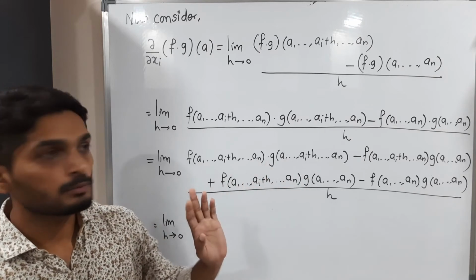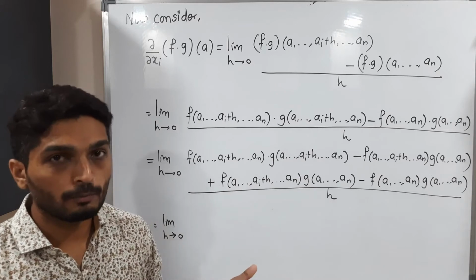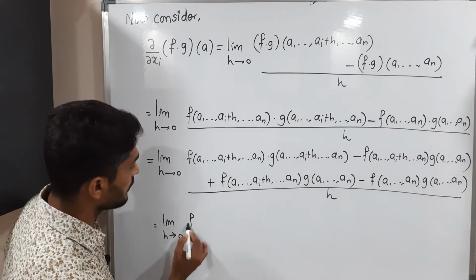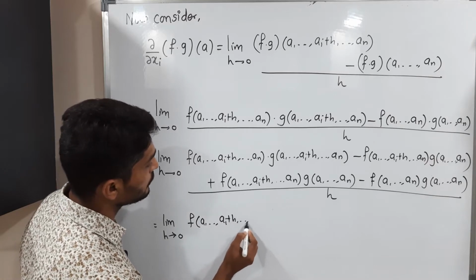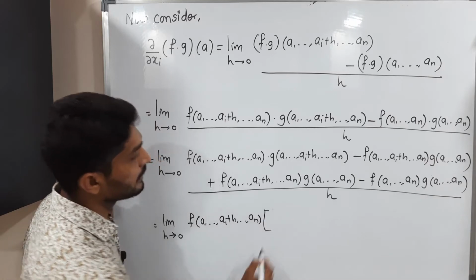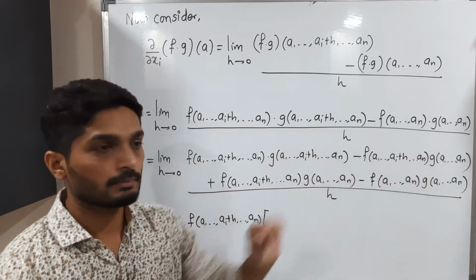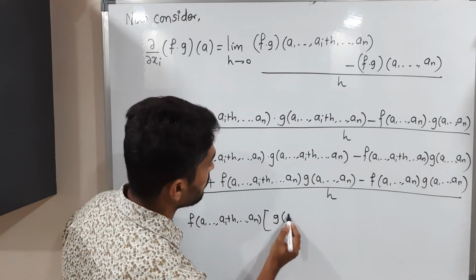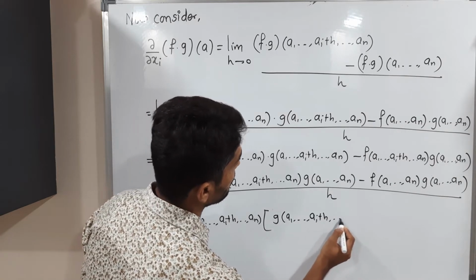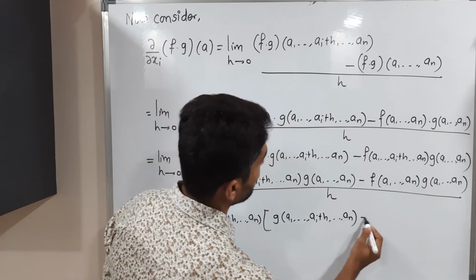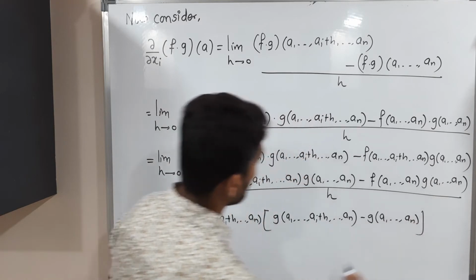From the first two terms, we can take f of a1, a2 and so on, ai plus h, and so on n. The first term you can take common, okay. So therefore, f of a1, a2 and so on, ai plus h, and so on n, I am taking common. So that means we will have g of this bracket minus g of that bracket. So therefore, g of a1, a2 and so on, ai plus h and so on n minus g of a1, a2 and so on n.